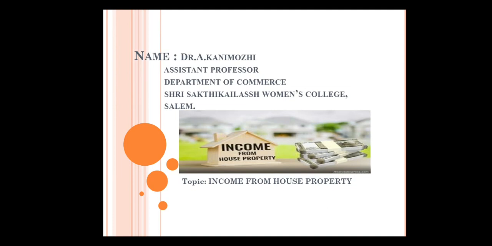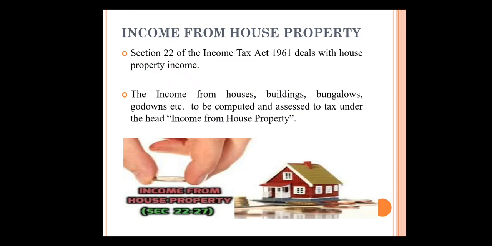In today's session, we are going to discuss income from house property. First, we should know the meaning of house property. Section 22 of the Income Tax Act 1961 deals with house property income. The income from house property, buildings, bungalows, godowns, etc., is to be computed and assessed to tax under the head income from house property. Then we move on to some basic terms used in house property.